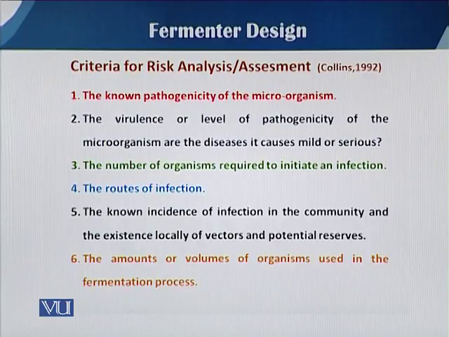The 1992 report gave 8-point risk assessment criteria. According to that, the first criterion is that we should know about the pathogenicity of the microorganism we are going to use in the fermentation process. We should be very clear about the type of organism, either pathogen or non-pathogen, meaning environmentally friendly. As an example, Saccharomyces cerevisiae, the bakery yeast, is non-pathogen. On the other hand, if we are using Bacillus anthracis or any other such pathogen, Salmonella, etc., we should be clear whether our organism is a pathogen or not.